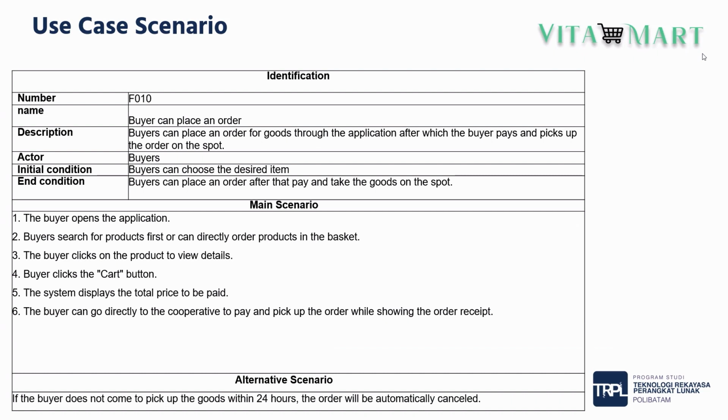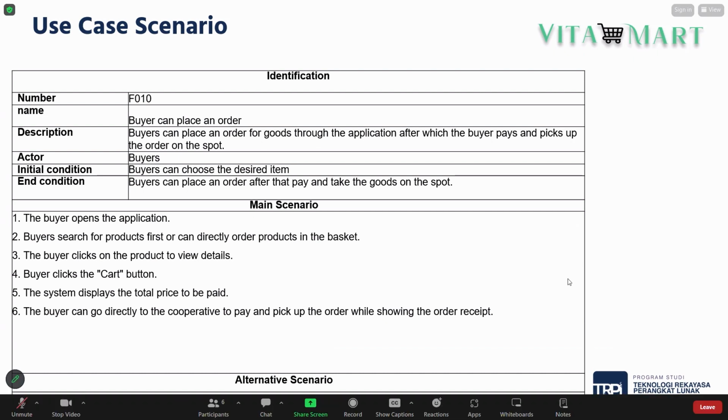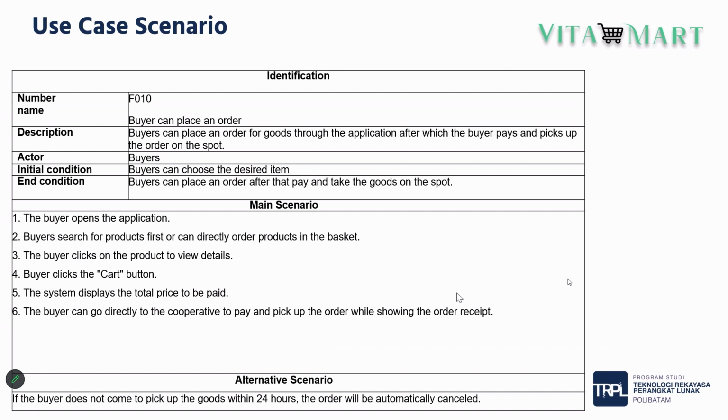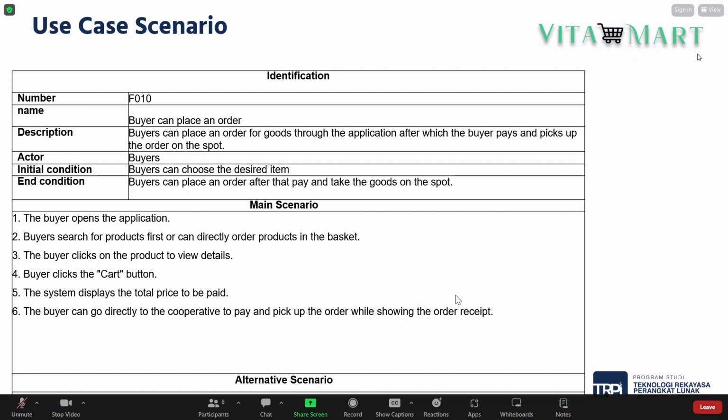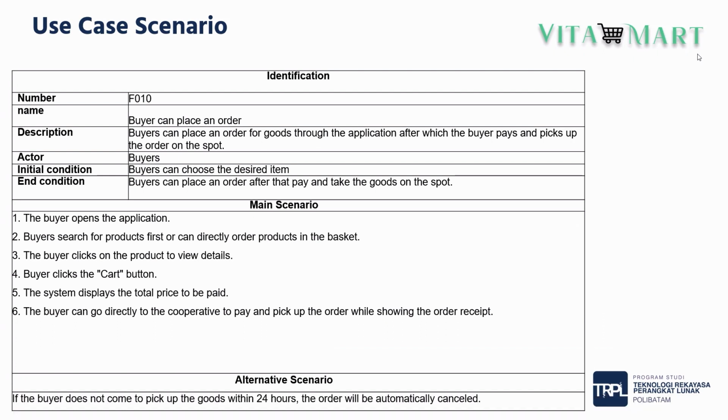Buyer can tap the cart button. The system displays the total price to pay. The buyer goes directly to the cooperative. Alternative scenario: if the buyer does not come to pick up. Next.